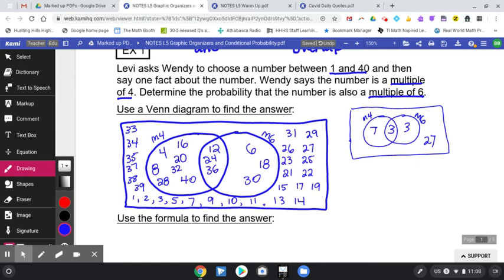We know that the numbers in the center of our diagram are the ones that belong to both, which is really what we're looking for. So our final answer here is just 3 out of 40 numbers would be a multiple of both.